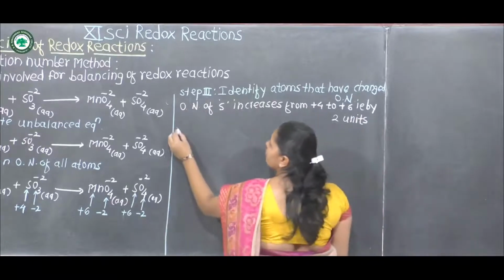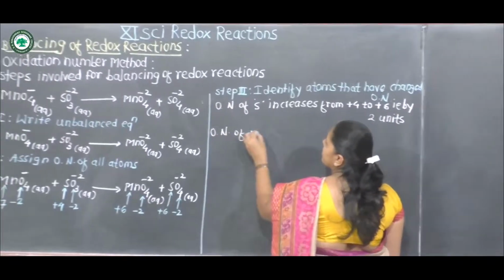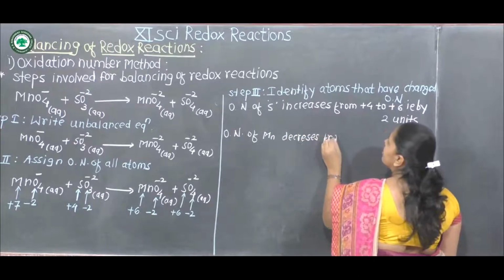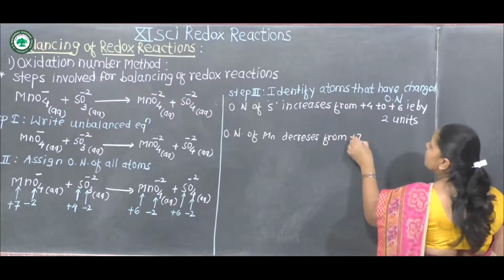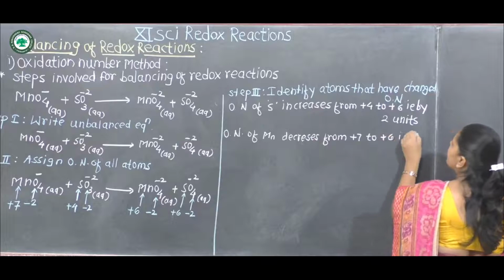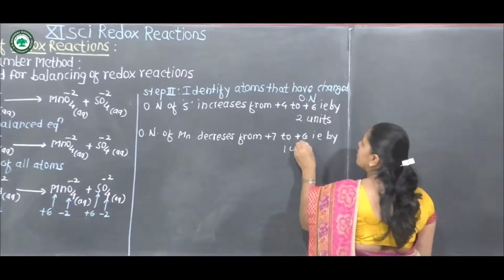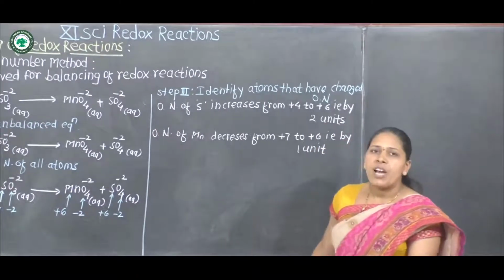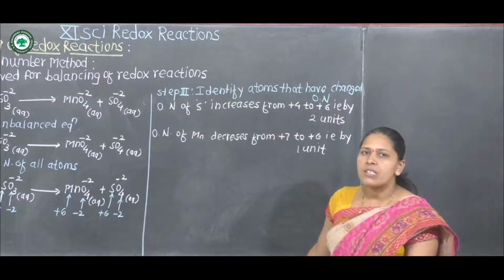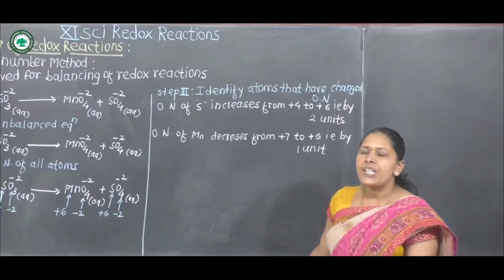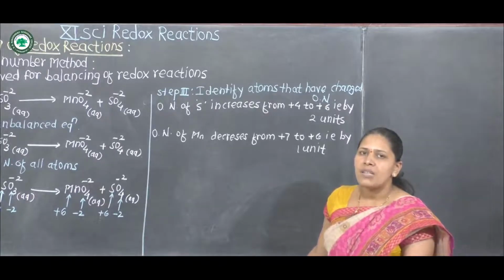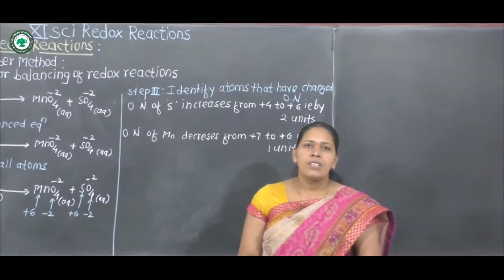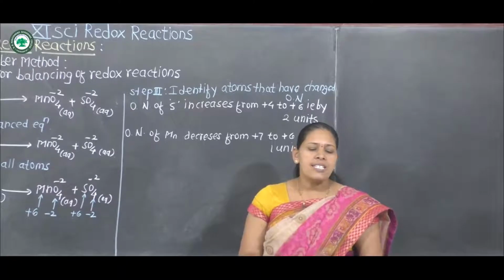And oxidation number of manganese decreases from plus 7 to plus 6, that is by 1 unit. Then here we identify which species undergoes oxidation and which species undergoes reduction. This equation indicates that sulfur undergoes oxidation and manganese undergoes reduction. The next step is determine factor that will make total increase and decrease equal.